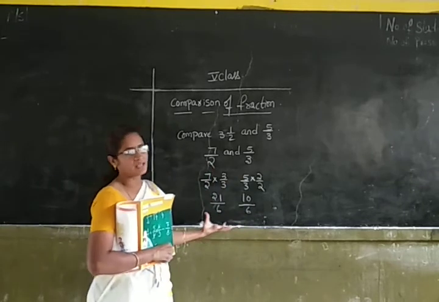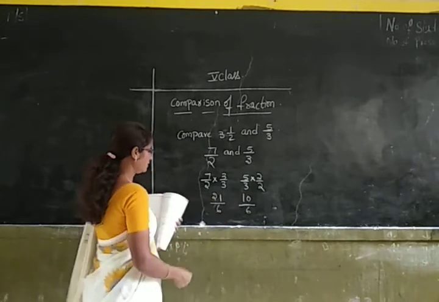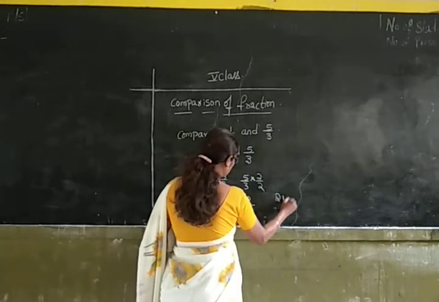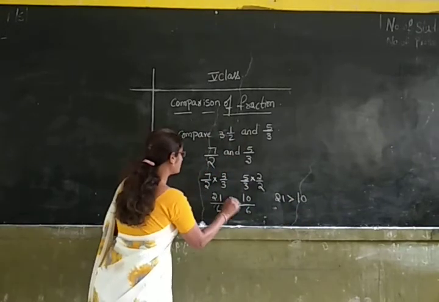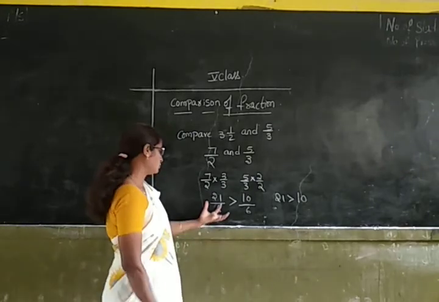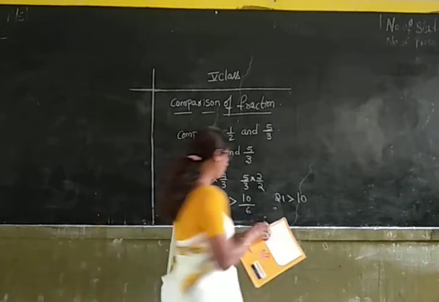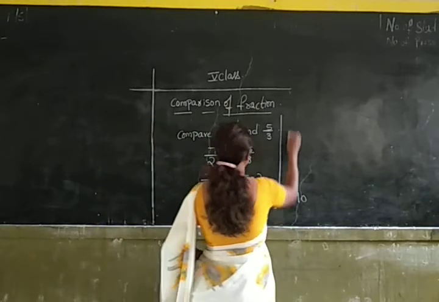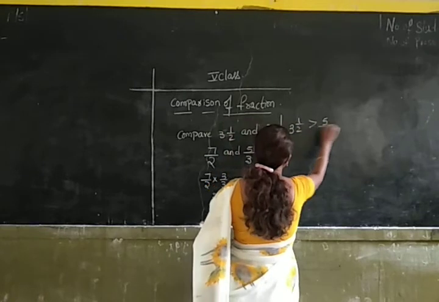For comparing the like fractions, we have to compare the numerators. Okay children? You all know that 21 is greater than 10. So you have to place the symbol greater than between 21 by 6 and 10 by 6. So 21 by 6 is greater than 10 by 6, or 3 1 by 2 is greater than 5 by 3.